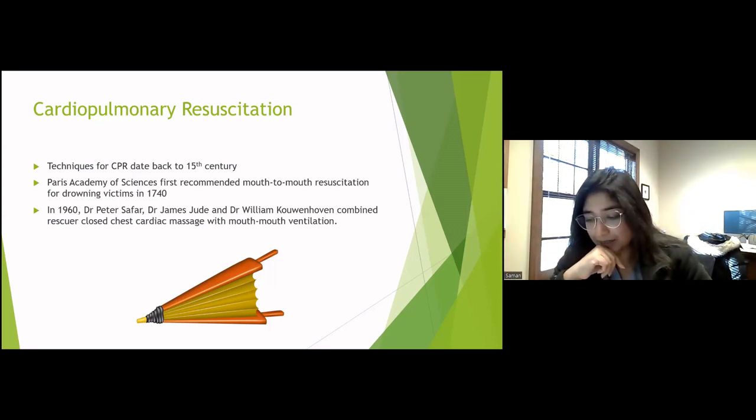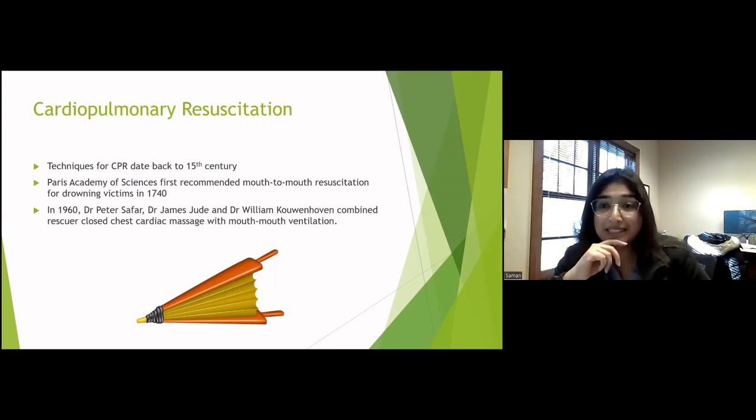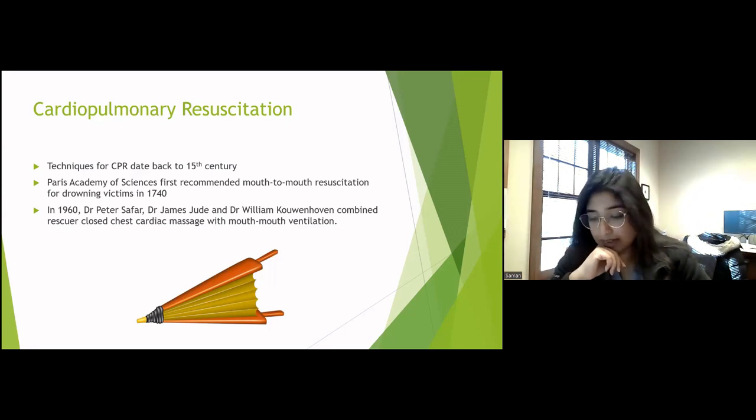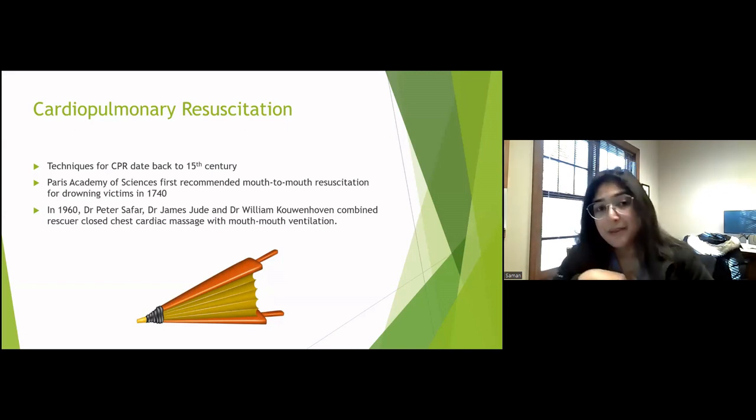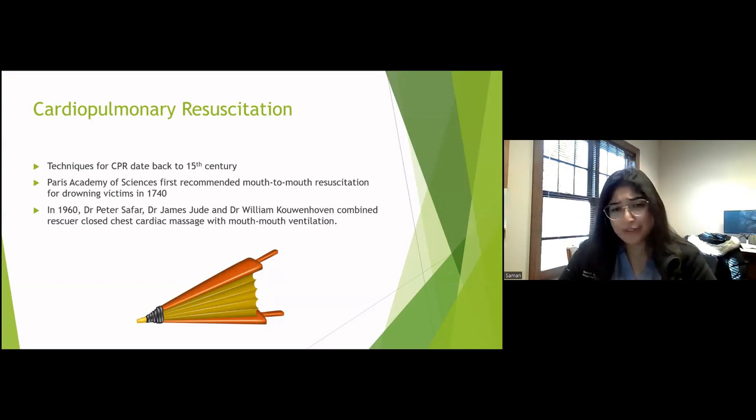So that was one of the earliest iterations of mouth-to-mouth resuscitation, actually. The first instance of a science-based organization recommending mouth-to-mouth resuscitation was in 1740, when the Paris Academy of Sciences recommended it for drowning victims. Over the next few centuries, the 18th and 19th, science did improve on chest compression as well. They initially started with placing pressure on the thorax, and then they used the chest pressure arm lift method, and then finally arrived at the closed chest compressions that we use now.